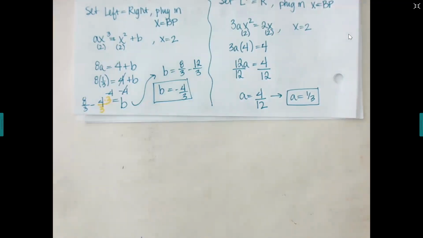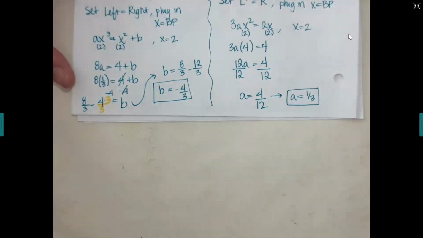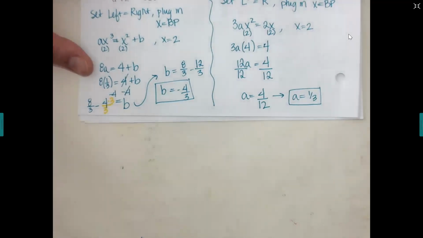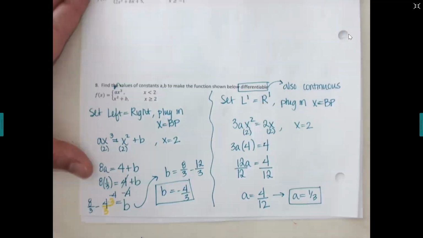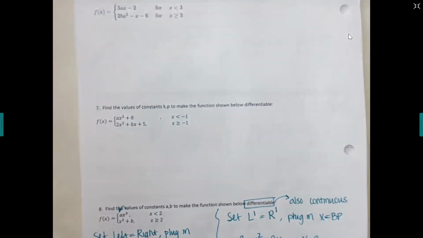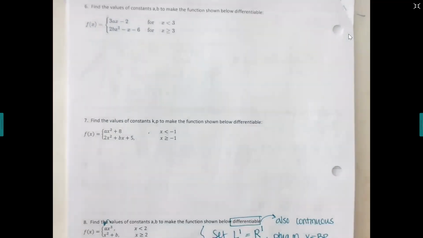Okay. We have to do one more where there's a substitution. So let's do number 6. Will you set the originals equal and set the derivatives equal? Okay, number 6, same page, we're doing the top one now. So set the originals equal, then set the derivatives. And then remember, you're plugging in your breakpoint for the x.